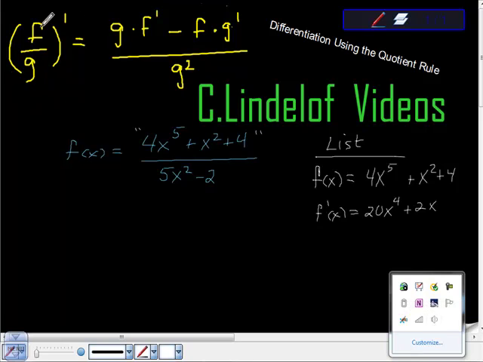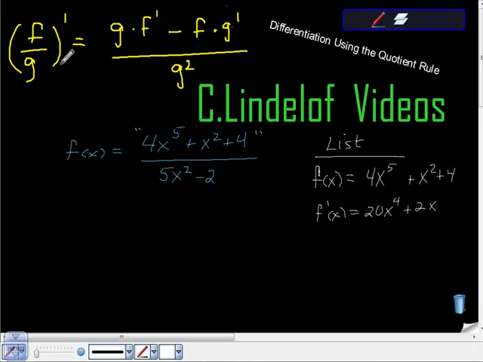Here, I just wrote it in a really quick form. So when we use the quotient rule, we're saying that we have a function over another function, and we're going to take the bottom function times the derivative of the top function minus the top function times the derivative of the bottom function all over the bottom function squared. Sounds complicated, but let's just see what we do here.